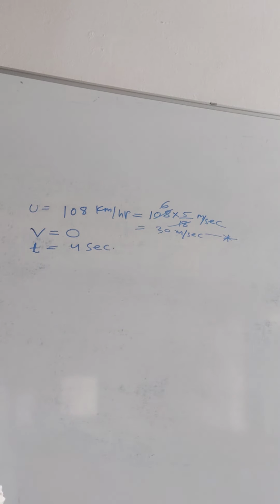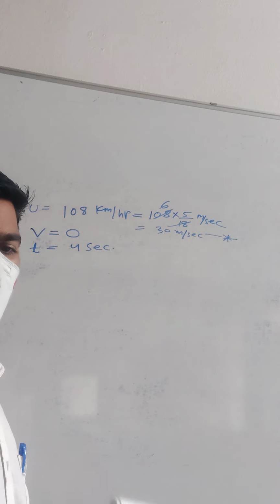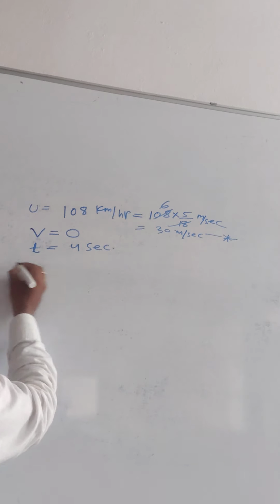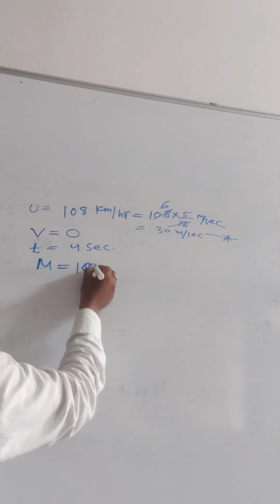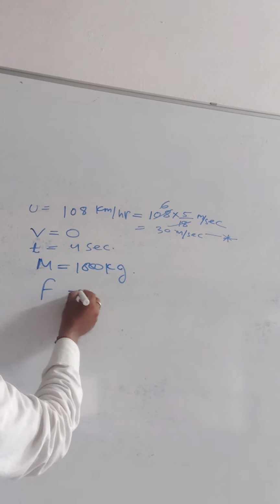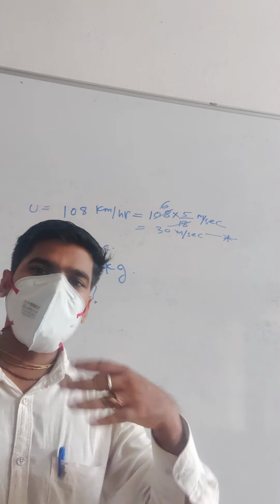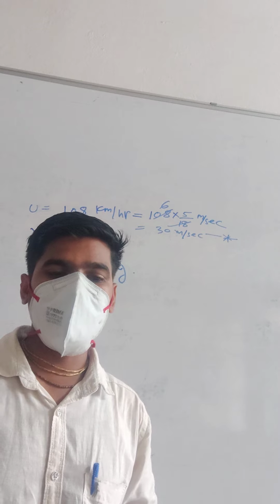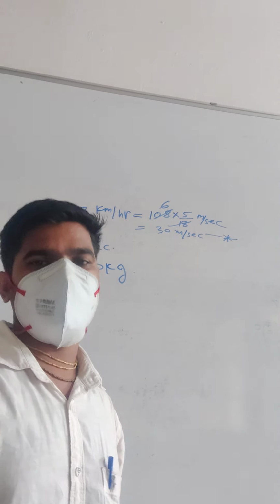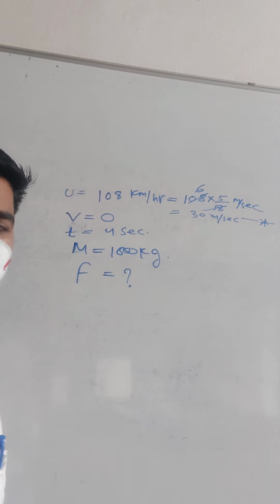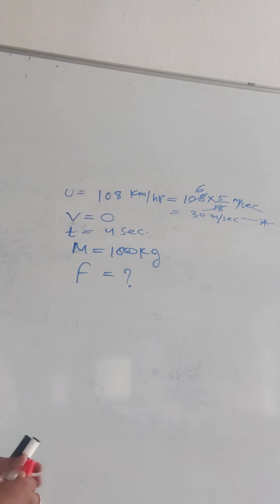Now the question, calculate the force exerted by the brakes on the motor car if its mass along with the passengers is 1000 kg. So mass of the system is 1000 kg. You have to calculate force. That means opposing force. Opposing force means your answer will be negative. Clear my point? Okay, I will give you 1 minute. Please solve it. It's a very easy question.